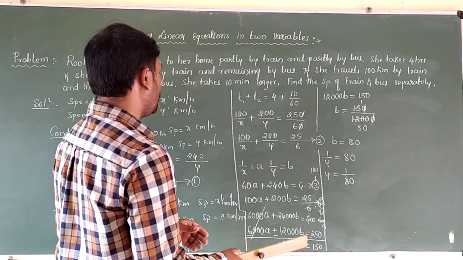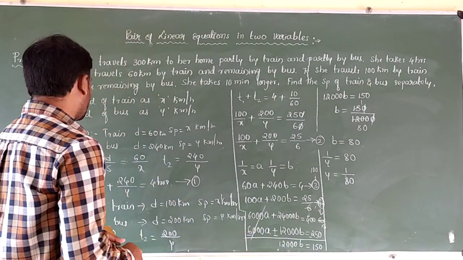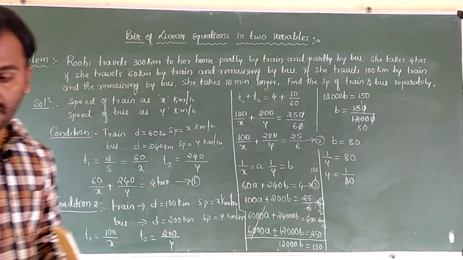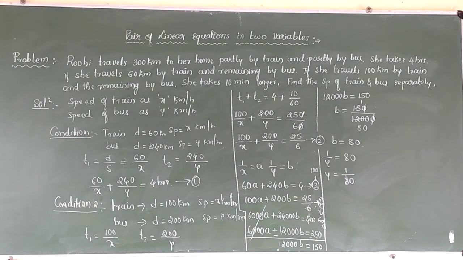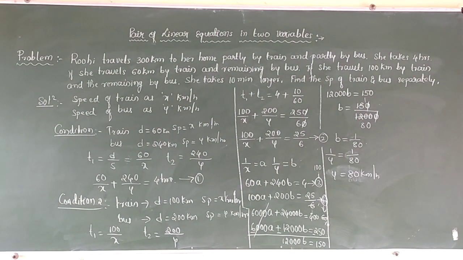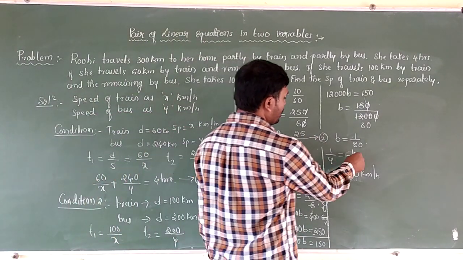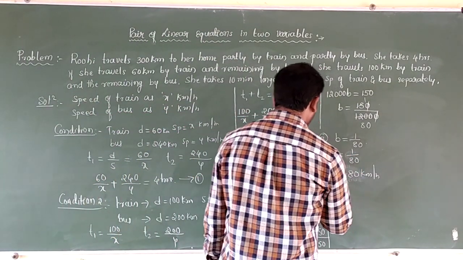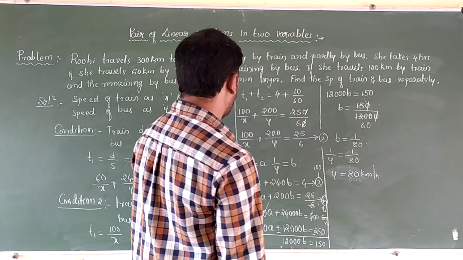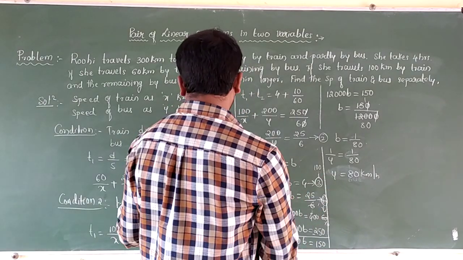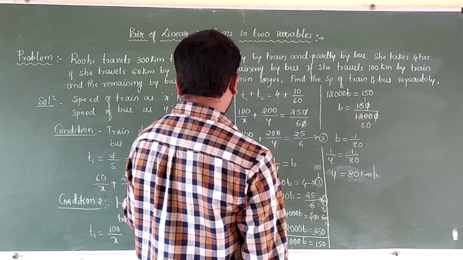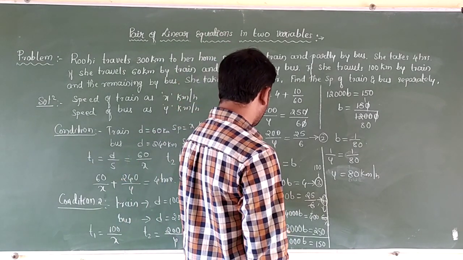Substitute this value in any one of the equations. So here children, we got b is equal to 1 by 80. So 1 by y is equal to 1 by 80, y is equal to 80. So to get the value of a, substitute this in any one of the equations.